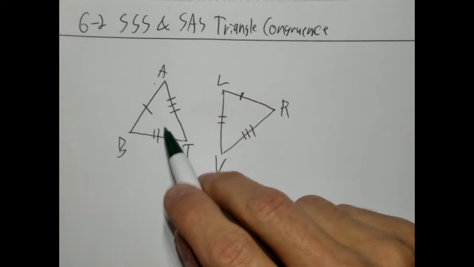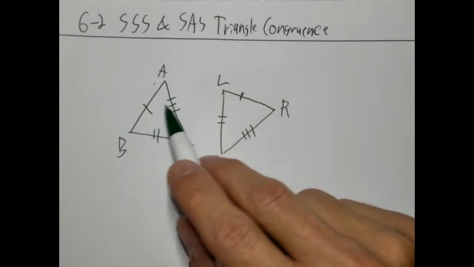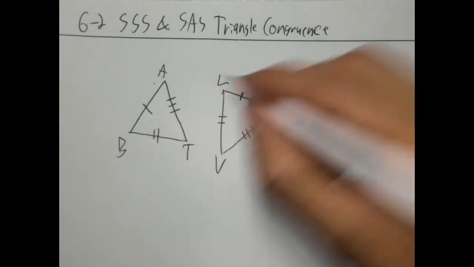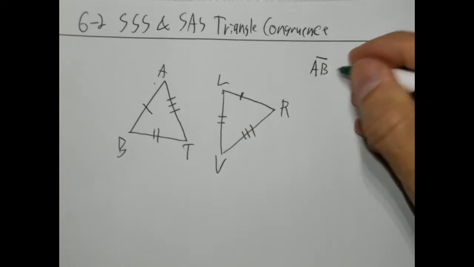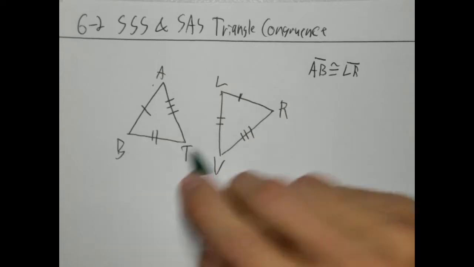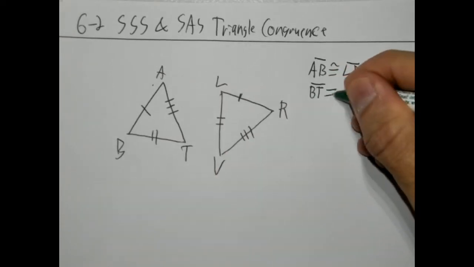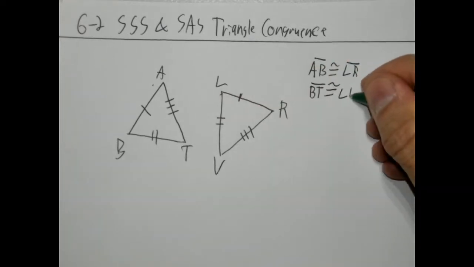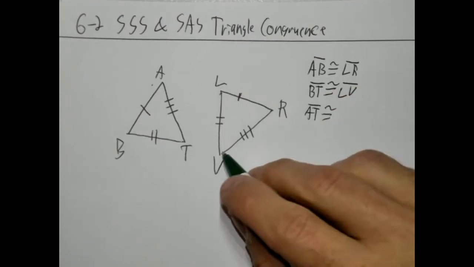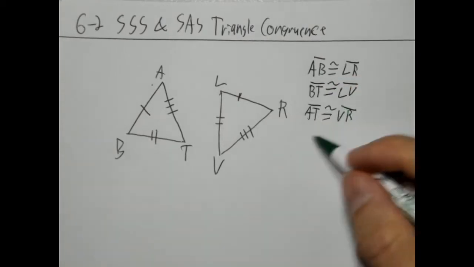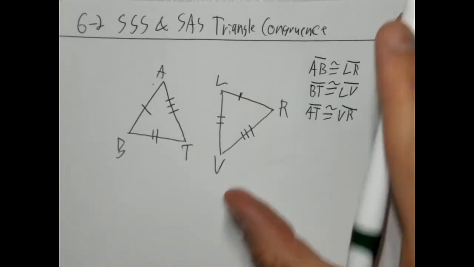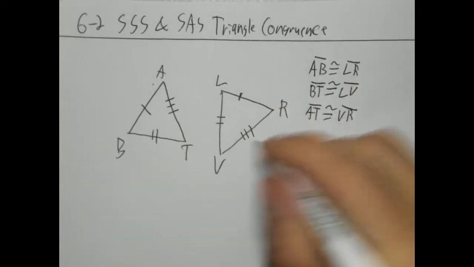Okay, now we notice that each side of the triangle on the left, BAT, has a corresponding side that it is congruent to. So for example, I'll just write over here. AB is congruent to LR, right? BT is congruent to LV, and AT is congruent to VR, okay? So we have three pairs of corresponding sides that are congruent. That means these two triangles have to be congruent. We call that side-side-side, three congruent sides, okay?